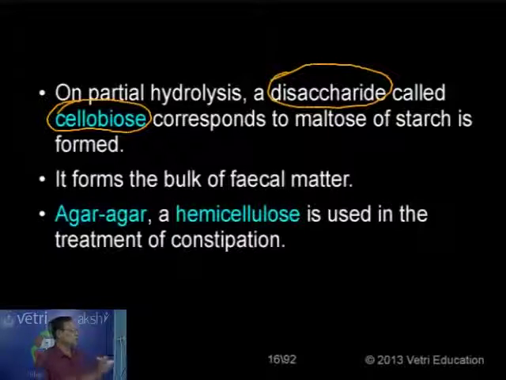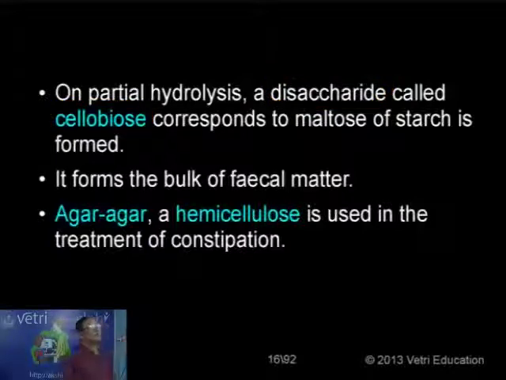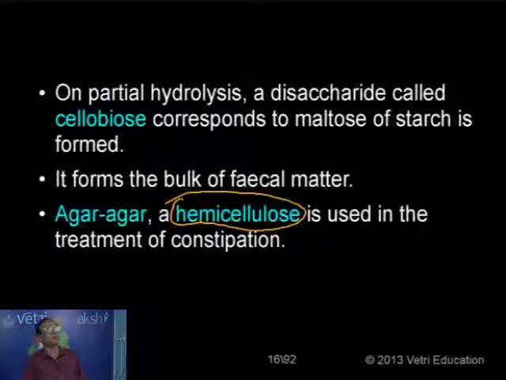Now in our fecal matter, when more cellulose is emitted, it is called roughage. Even the waste product is called roughage. So the cellulose material forms the bulk of the fecal matter. We also have another type of cellulose found in plants, called hemicellulose, and in some cases even in fungal forms.